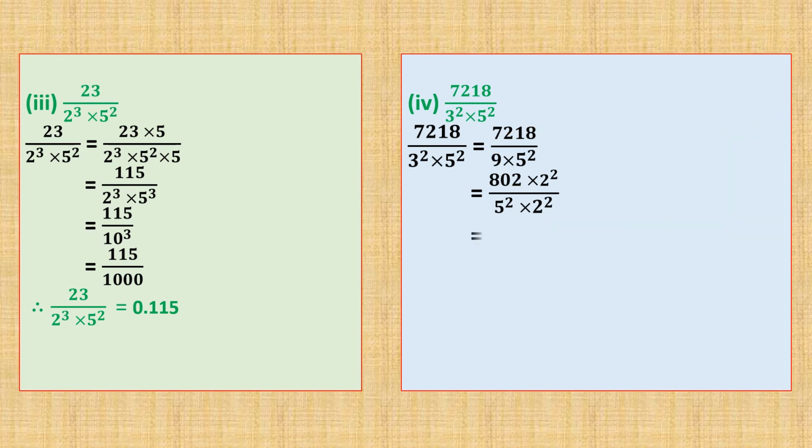Clear? So your next step will be like this: 2 square means 4, multiply this 4 to the 802, so you'll get like this. Write 3208 as it is, and there are 2 zeros in the denominator, so I can put the decimal after 2 digits: 32.08. So your answer will be 32.08. Understood? So let us go to the next problem.